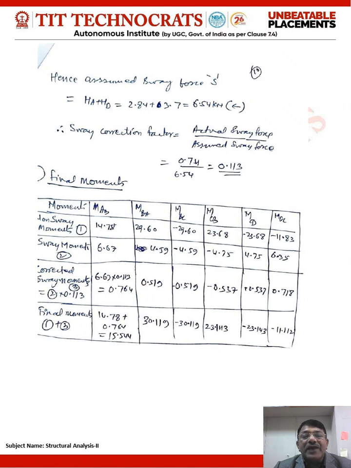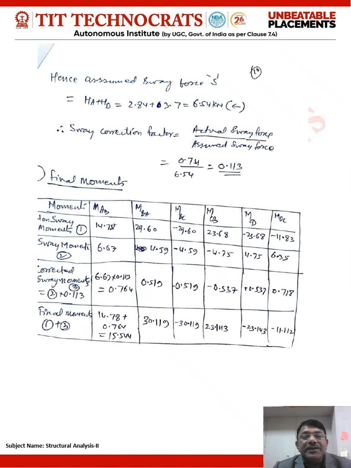Now how to find the final value of the moment in the column? Make an observation table and enter in the rows as I have entered here: moment in AB, BA, BC, CB, CD and DC. In the first row, enter the values of non-sway moments which you obtained during the first cycle of moment distribution, with sign. Then enter the value of sway moments which you obtained at the end of the sway analysis, with sign. Now multiply the sway moments with the value of the sway correction factor, that is row 3.